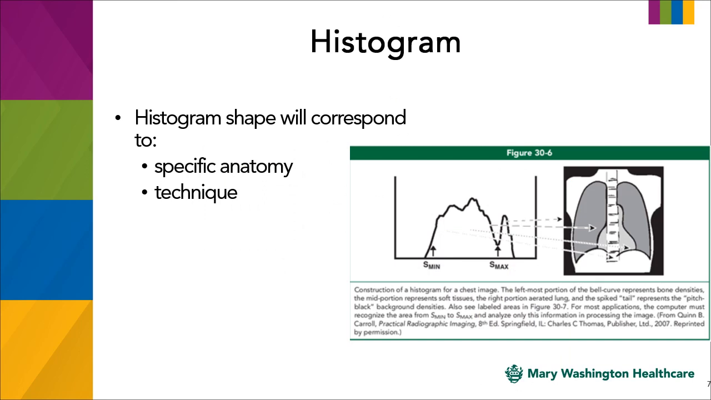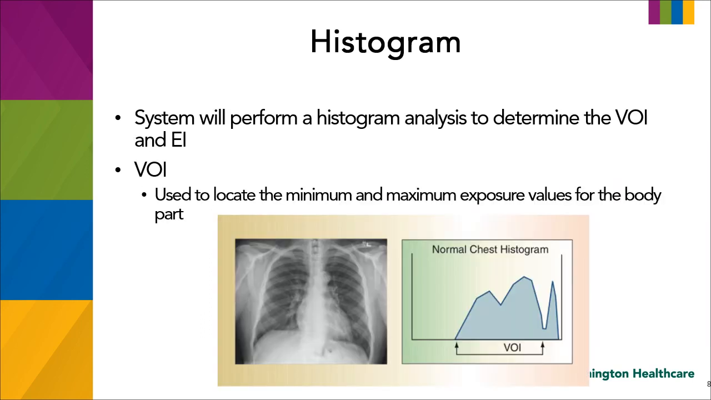The histogram shape will correspond to specific anatomy and to the technique that was used. The system will perform a histogram analysis to determine the VOI and the EI. The VOI is the values or volume of interest used to locate the minimum and maximum exposure values for the body part. So it's what is important for that particular part. This area over here wasn't important because it's raw beam.